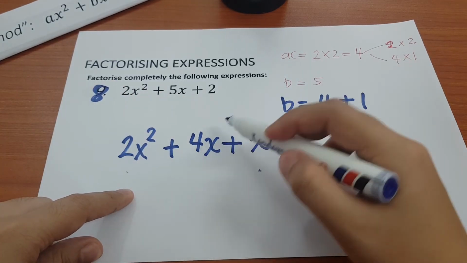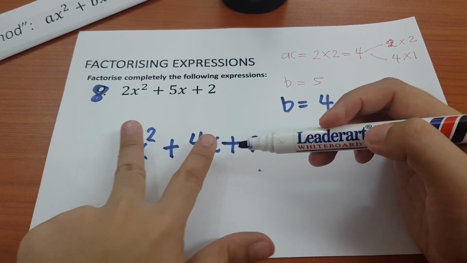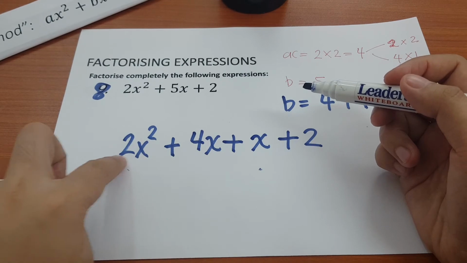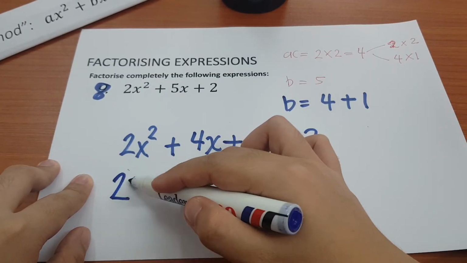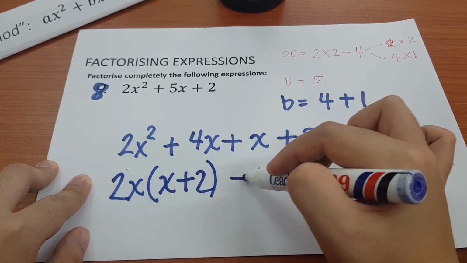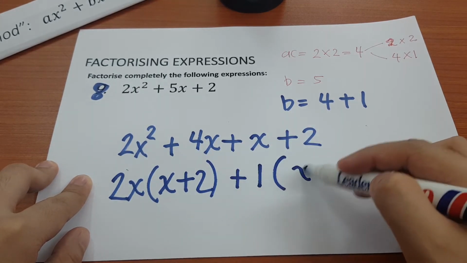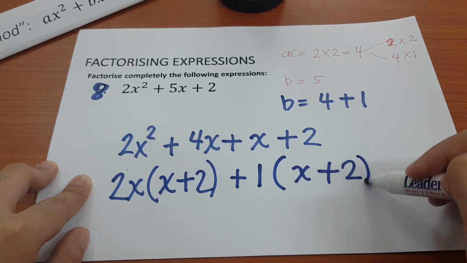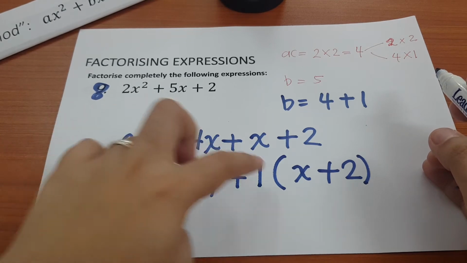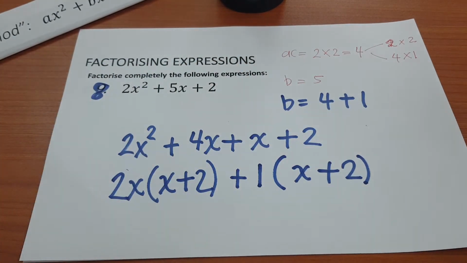So take out the common. Divide it into two parts, taking out the common here and taking out the common here. So the common for this is 2x, x plus 2. Here, there's no other common except for 1, x plus 2. Now, if you want to check, you just have to multiply this and you will see it will be the same as the first line.